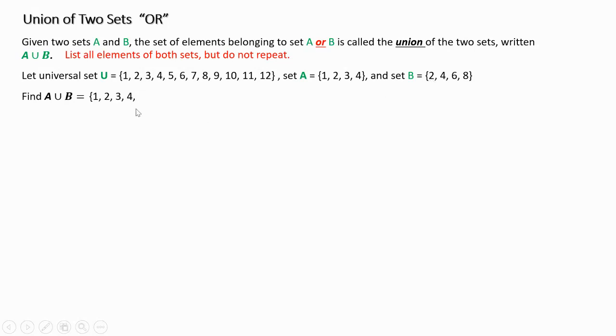Is 2 already in the set A? Yes, it is, so we don't write it again. How about the 4? Is the 4 already in there? Yes, it is. How about the 6? No, so we have to put the 6 down. How about the 8? It's not there, so we've got to put the 8 down. That's how you represent A union B, or A or B.